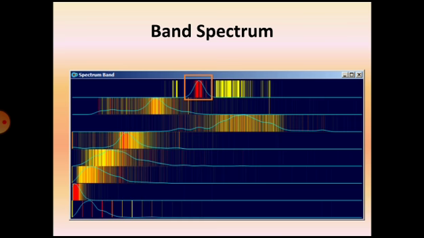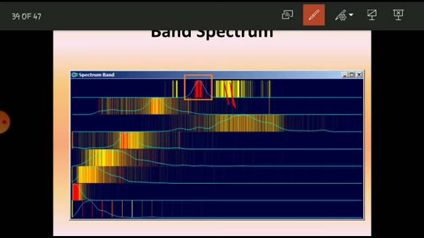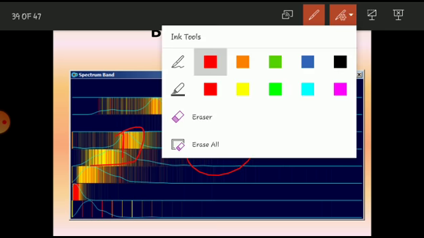Then band spectrum, as I said, several bands are so closely arranged in such a way that it looks like a band. Several lines of a spectrum are very closely, tightly held to each other, and therefore it looks like a band, and therefore it is called a band spectrum. Are you getting? Yes.